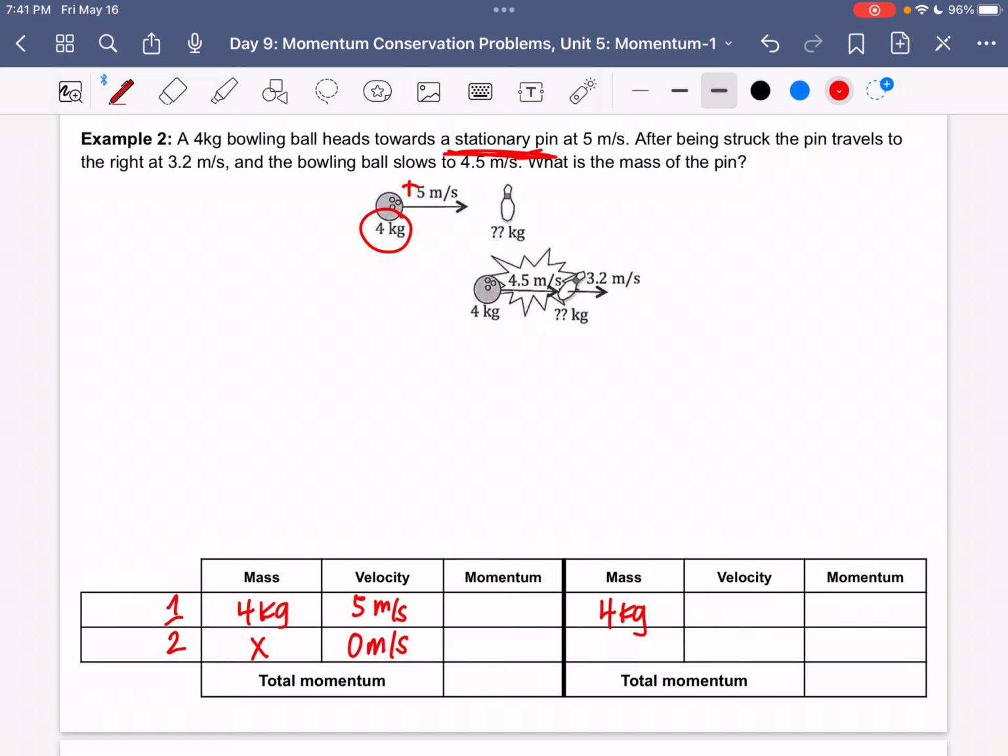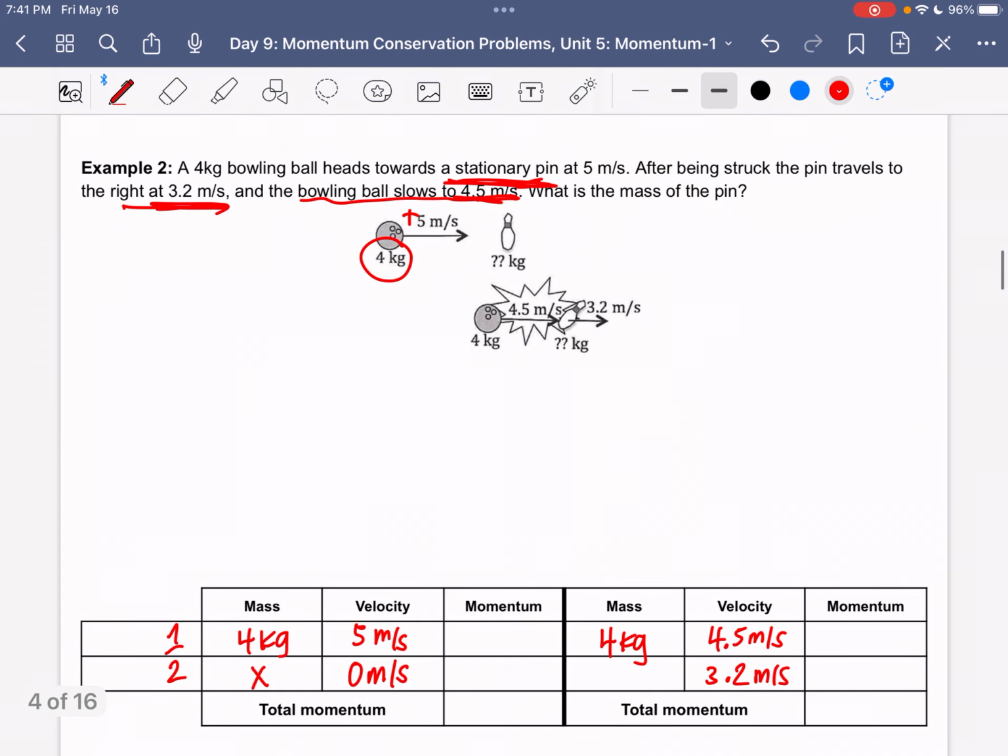The velocity after the collision is 4.5 meters per second. The velocity of the pin is 3.2 meters per second. And we're looking for the mass of the pin. So you could do this two ways. You could do it with the chart.